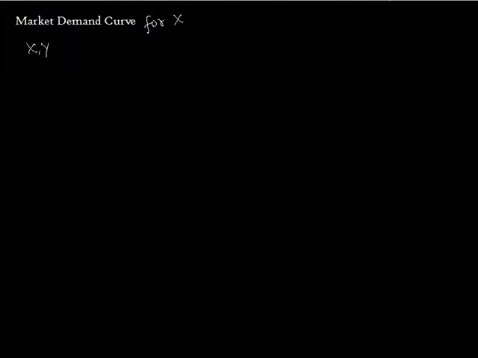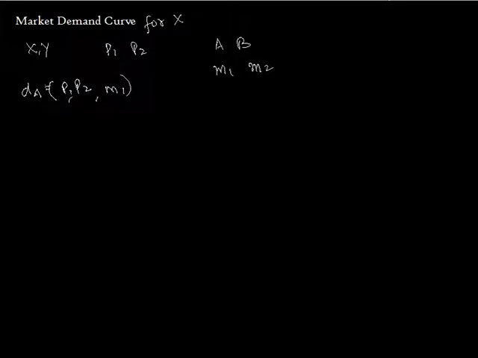Okay, the prices of these two commodities are say P1, P2. There are two individuals, A and B. Fine. And of course, the incomes of these two individuals are say M1 and M2. So we know that the demand curve for A will be a function of both prices and his income. Of course, there are other things which are affecting demand, which I'm not considering right away.